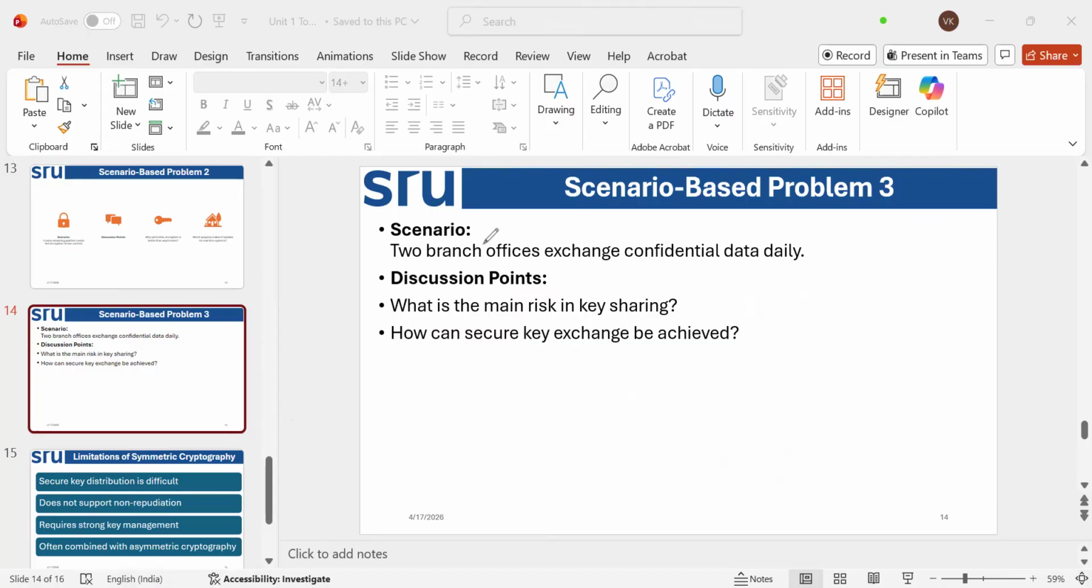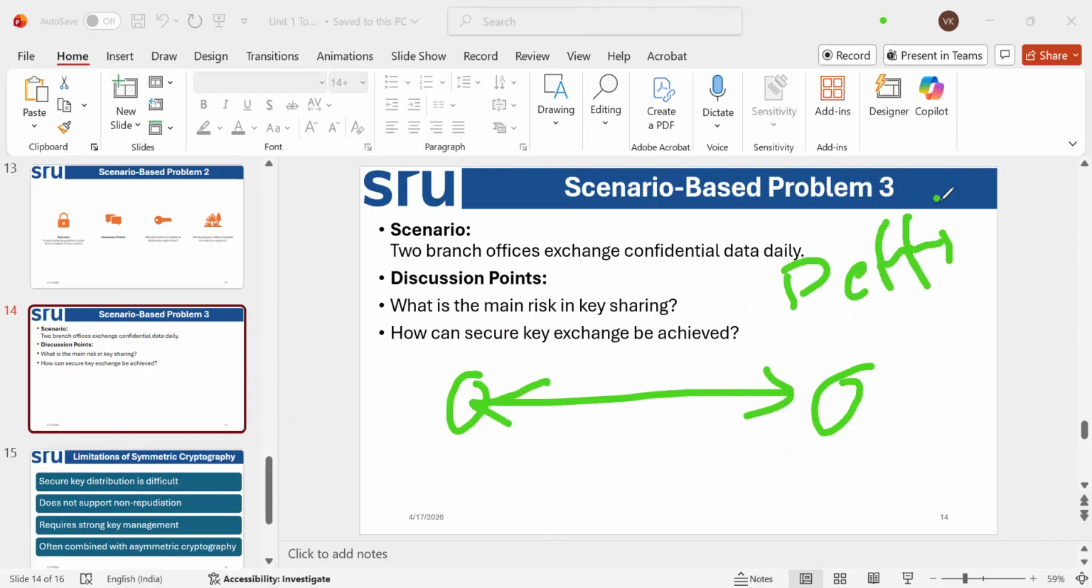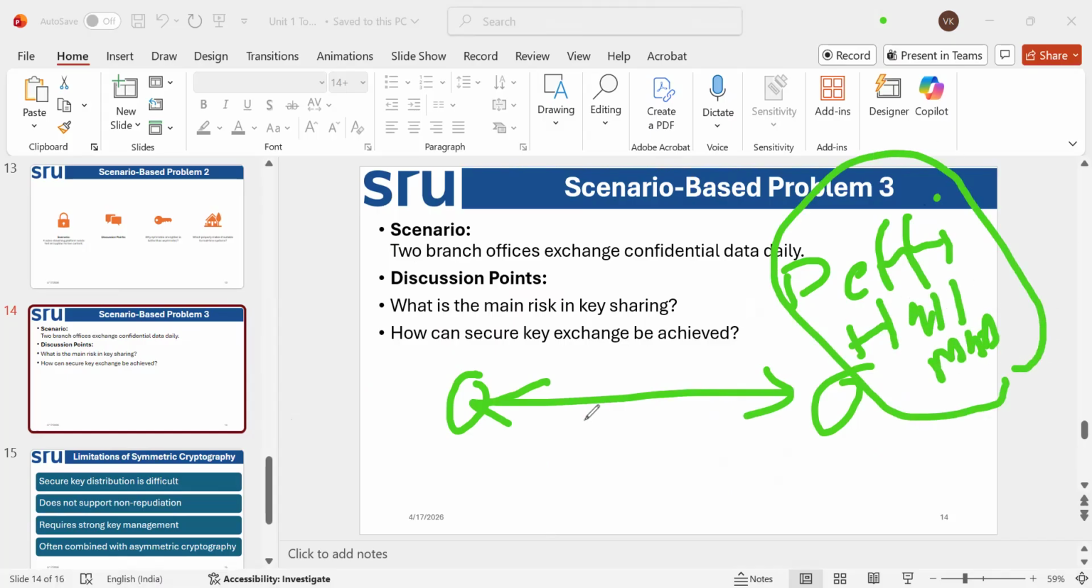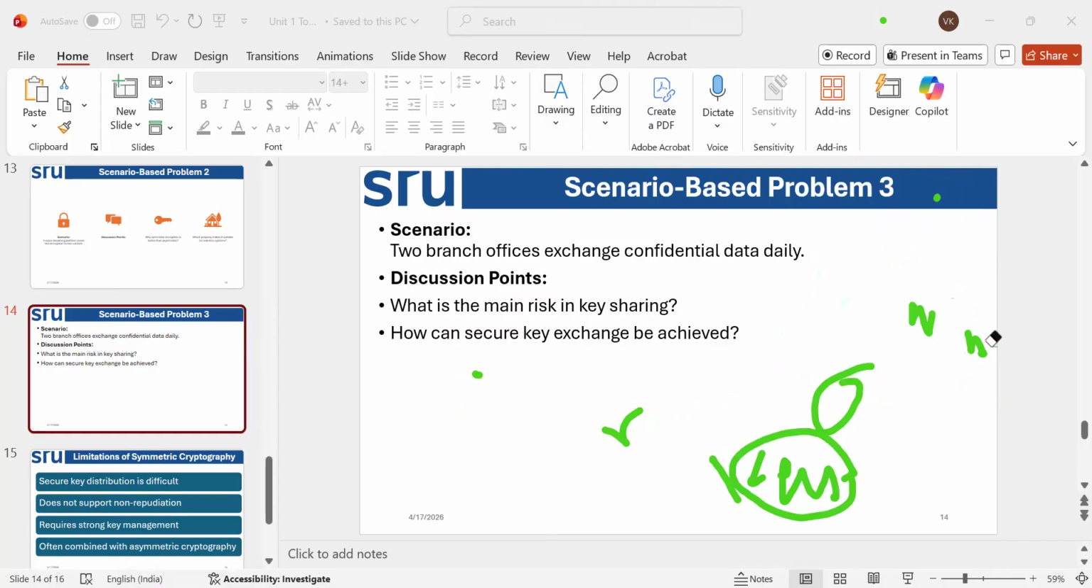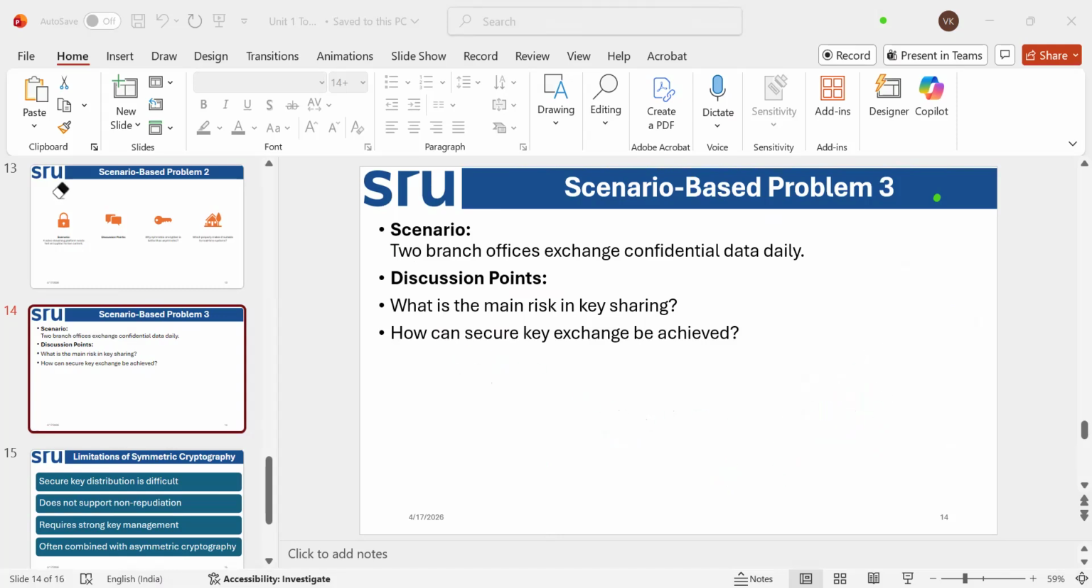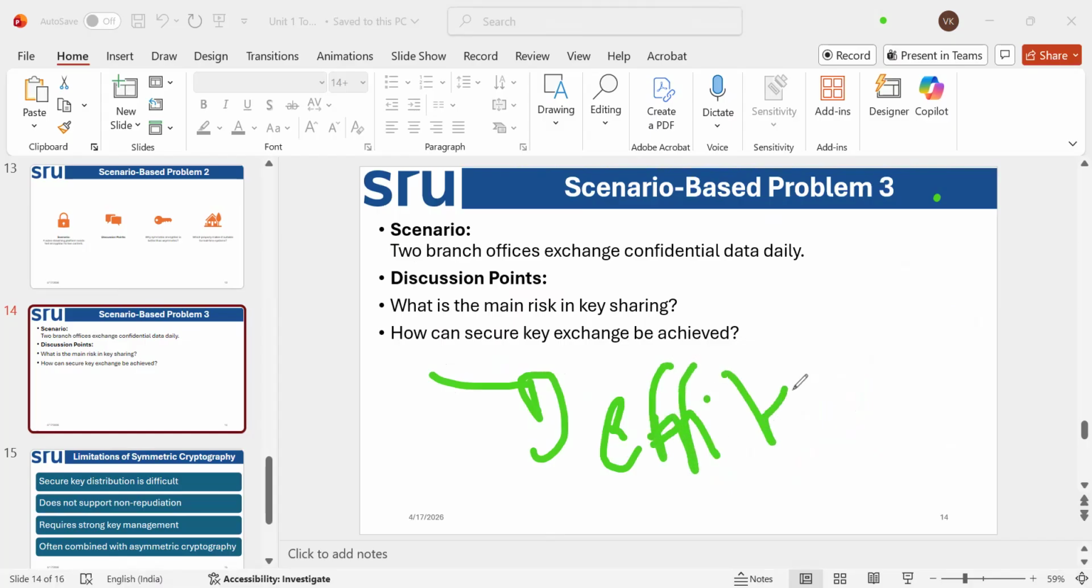Now, one more good thing here. When we transfer the key, what algorithm is used? The Diffie-Hellman algorithm is used to transfer the key. I hope you understand, right? Let's talk about what we understood: which method is used for the transfer of the key? Diffie-Hellman.